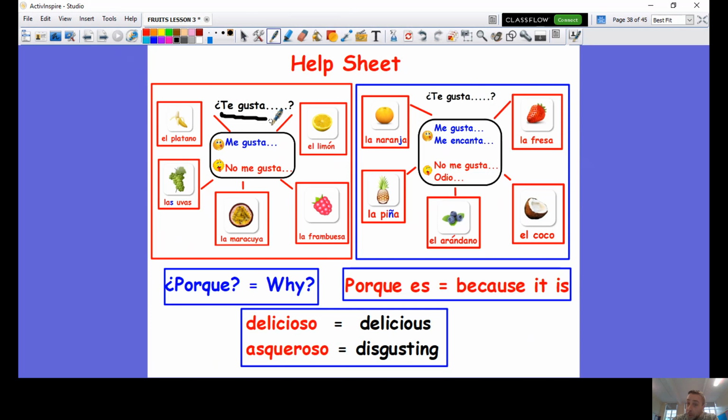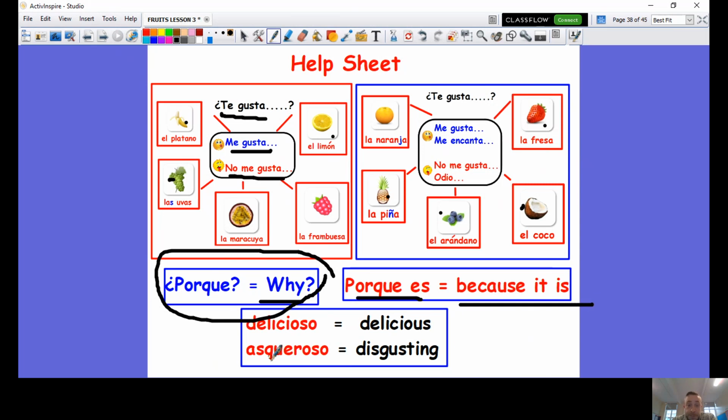It's got our question, ¿te gusta? Do you like? It's got our response, me gusta, I like, and all of our fruits. It's also got no me gusta, I don't like, and it's also got all our fruits. Down here, a little reminder, ¿por qué? Means why. Porque es means because it is. Delicioso means delicious, and asqueroso means disgusting. So that little sheet there will help you. You can always come back to it while we're doing the next task.